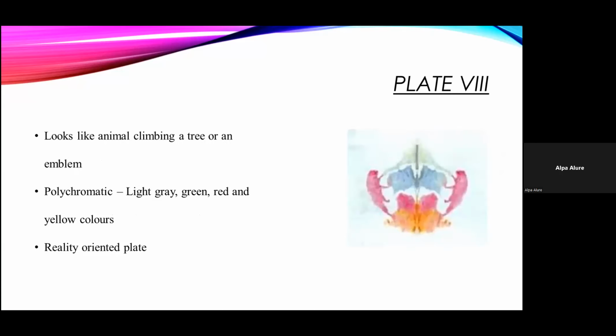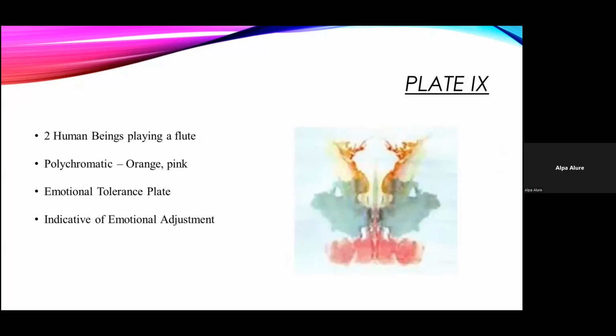The last three cards are chromatic. So you can see these are much more colored. At the side, you can see like an animal climbing up a tree or an emblem. And this is a reality oriented plate. Here you might see two human beings playing a flute. Again, these are polychromatic. It is dealing with emotional tolerance, and if there are any problems with emotional adjustment, it may be reflected. We always associate colors with emotions, so yes, it does tell us a lot.